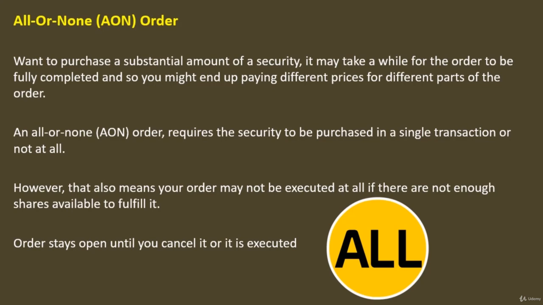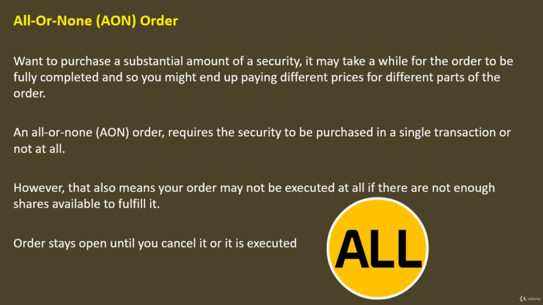An all or none order performs a certain purpose. So let's say you want to purchase a substantial amount of a security. You're buying many units or shares of a security, and it may take a while for the order to be completely filled because you might not have somebody on the other side, let's say, selling that security. So they're buying it from many different sellers to get you to your total amount because you're buying a large number of units or shares of the security.